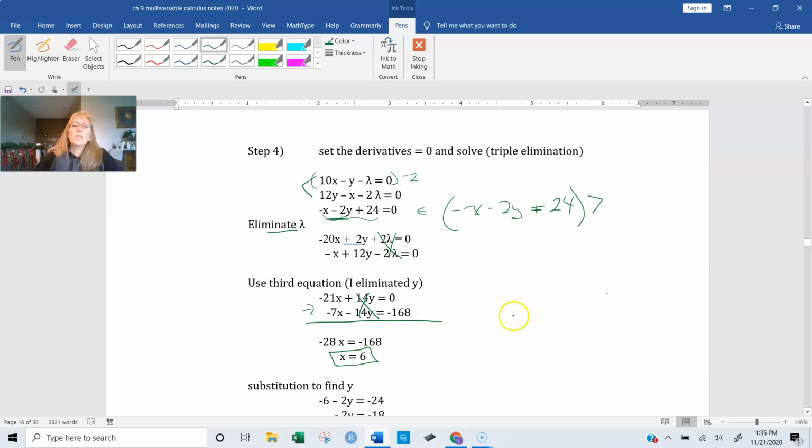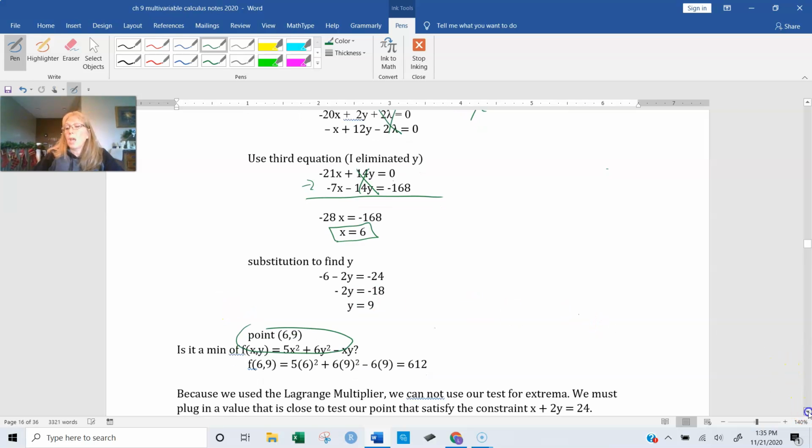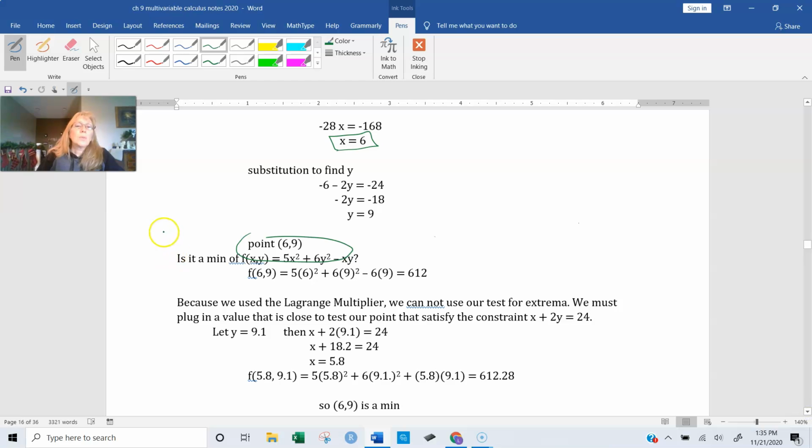We now have 6, so we can plug it into our original. I plugged it into this one, and we can solve for y. And y equals 9. So my point that I'm looking at is 6, 9. Now, is it a min or is it a max? Because we used a Lagrange multiplier, you can't really tell. So what you do is you plug in the 6 and the 9, and we get 612.